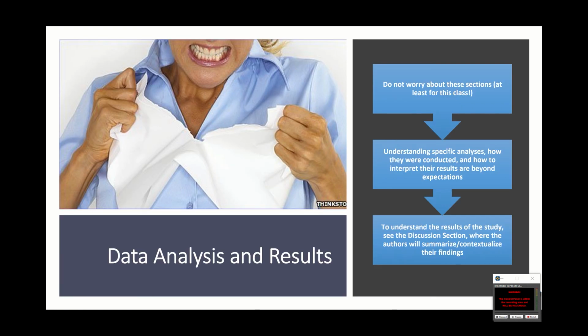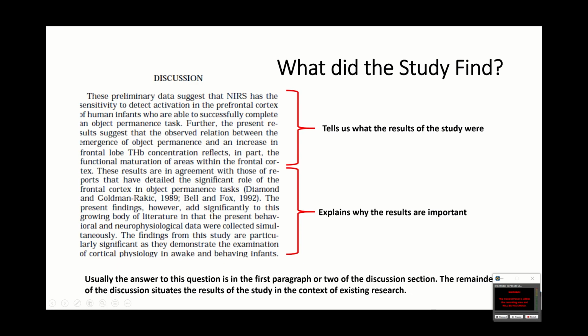When it comes to the analytic strategy subsection and the results subsection of a paper, certainly feel free to attempt to read these sections and begin to understand them, but they're not necessary to read for this class. They'll be describing results in very technical terms, but in the discussion section, the job of the author is to describe the results in more user-friendly terms, ways that are more easily understood or digestible. So the discussion section, usually in the very first paragraph, it will say what the results of the study were, and will explain why the results were important.